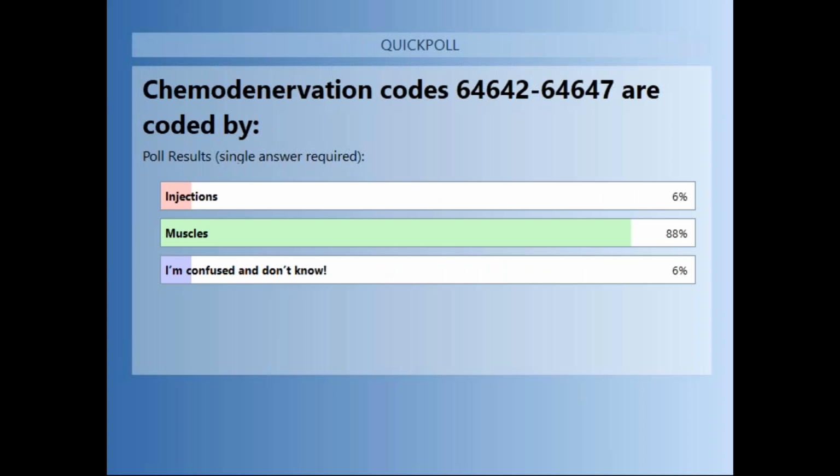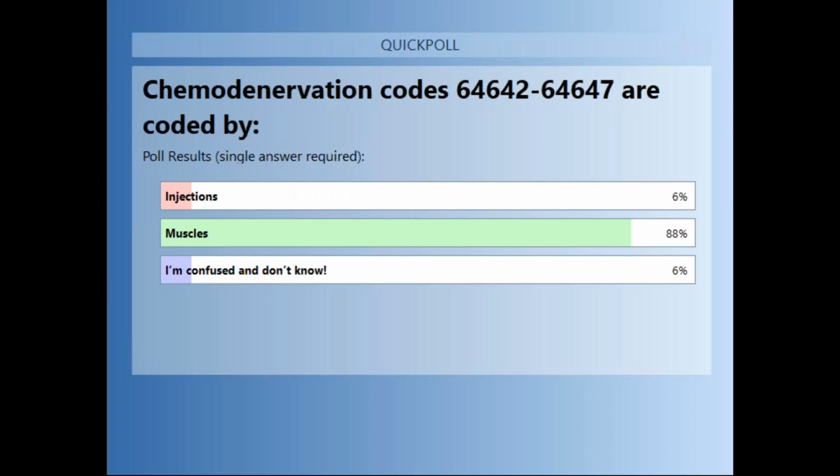Okay, Shay, we've got answers all over the board, although we have the majority. 88% is saying the answer is they are coded by muscles. And then we've got it tied as a minority, but a little less. We've got 6% is saying it's injections, and we have 6% of our audience is saying they are confused.